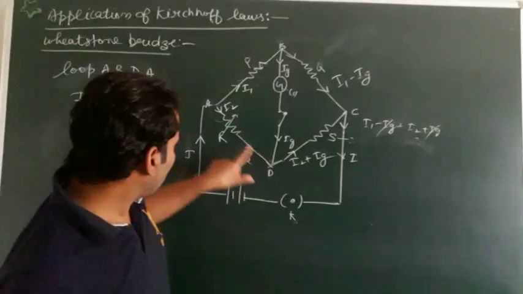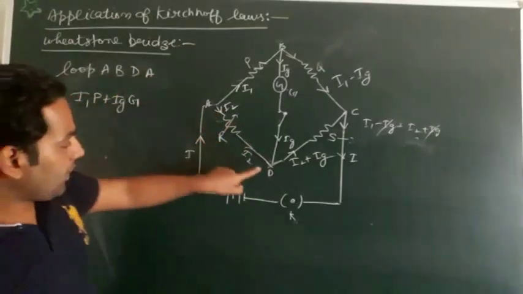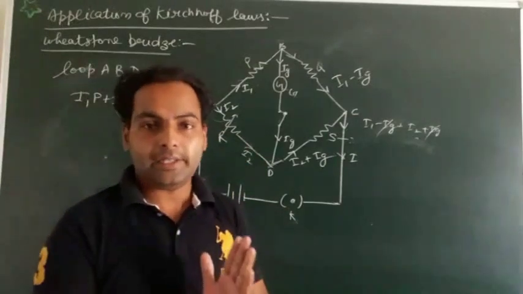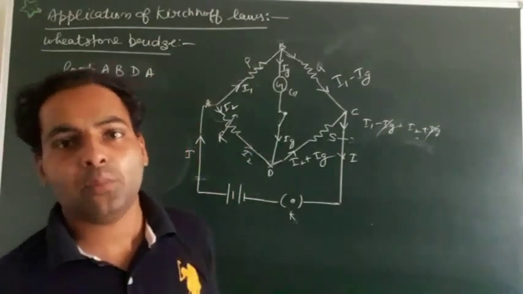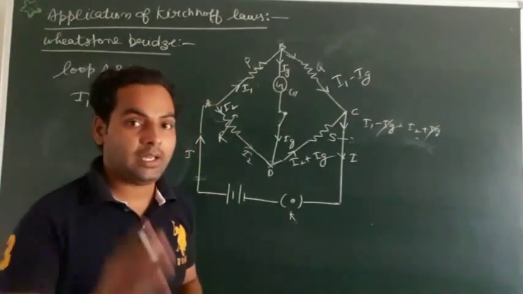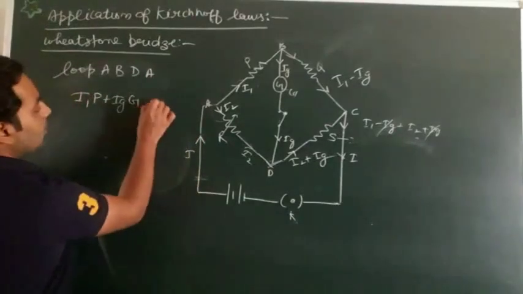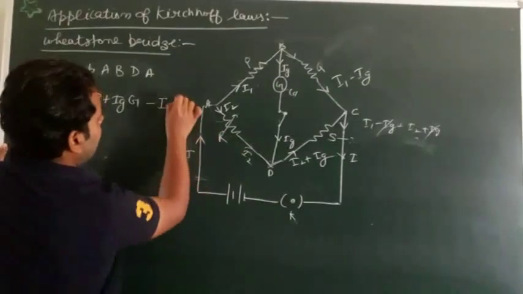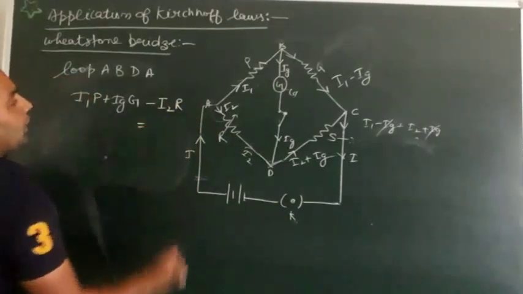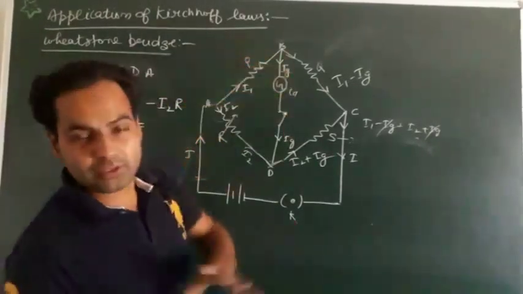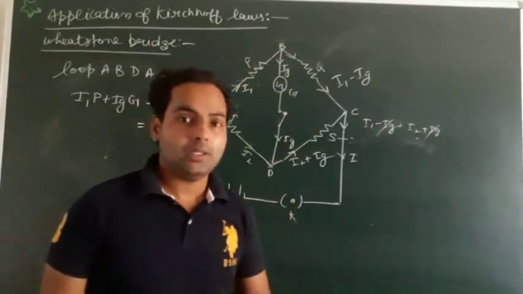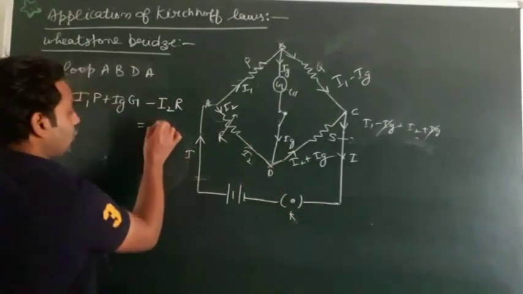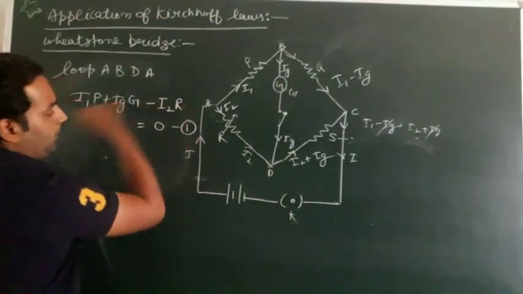Next, when we move from D to A, the direction of current is A to D, which means the direction of current and the direction of loop are opposite to each other. So at that time the product of current and resistance is taken as negative. So here comes out to be minus I2 into resistance R equal to. And in that whole loop there is no cell. If there is no cell, we can say that this is equal to 0. This is your equation 1.